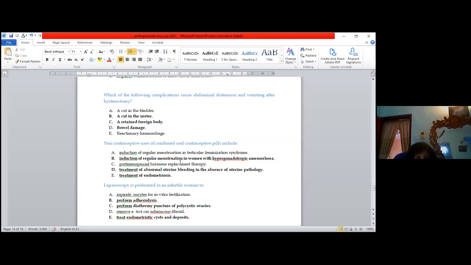Treatment of abnormal uterine bleeding in the absence of uterine pathology. Yes, as we just told, it's a non-contraceptive use. Treatment of endometriosis is here.